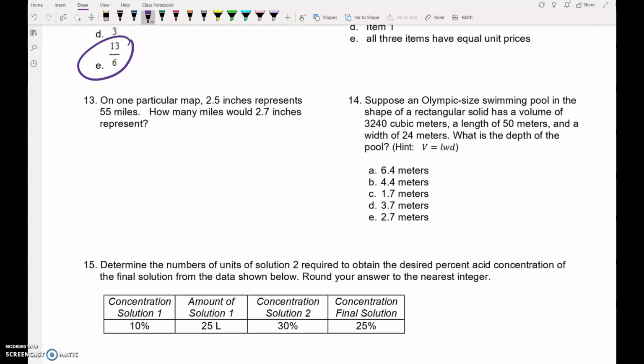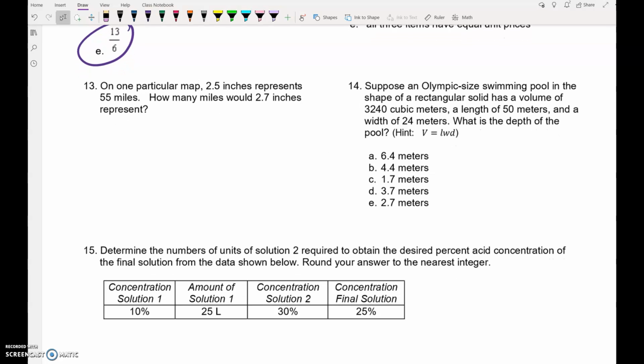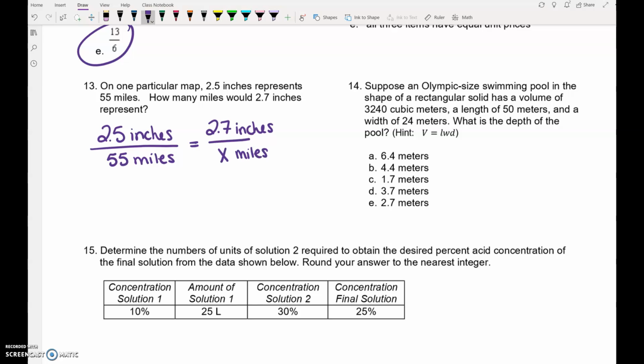I also wanted to go through number 13 with you. On one particular map, 2.5 inches represents 55 miles. How many miles would 2.7 inches represent? You are setting up a proportion, and you want inches in the same place and miles in the same place, either both on top or both on the bottom. We want to know how many miles. So you set up a proportion, and then you cross multiply to solve.